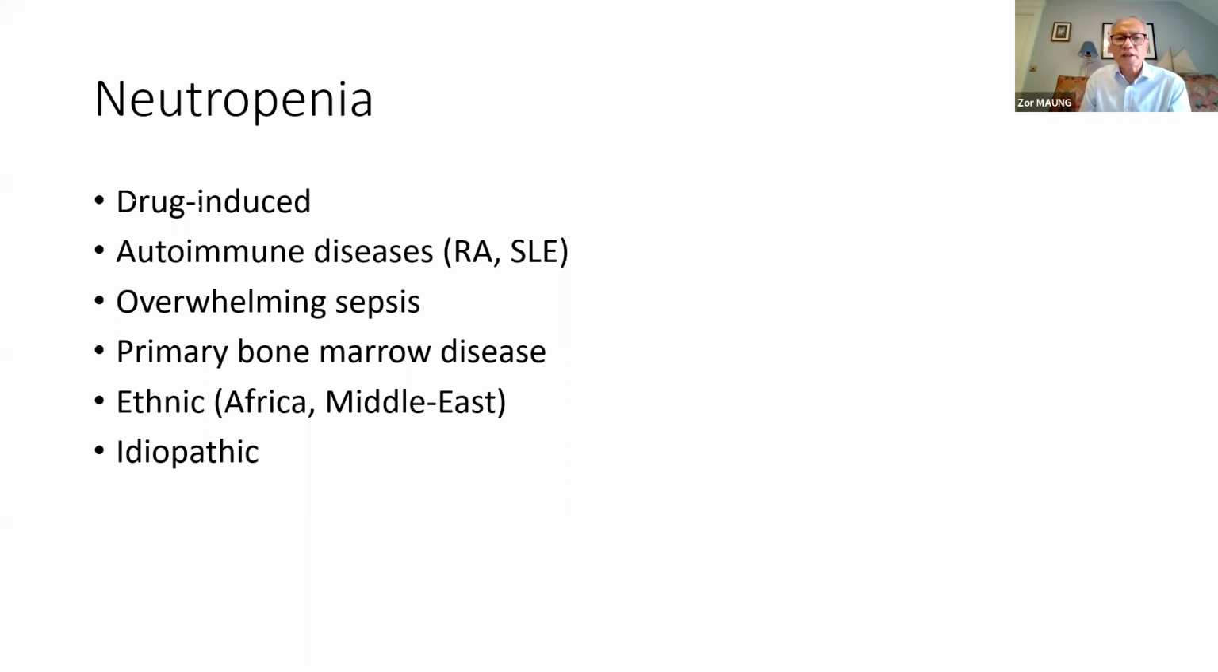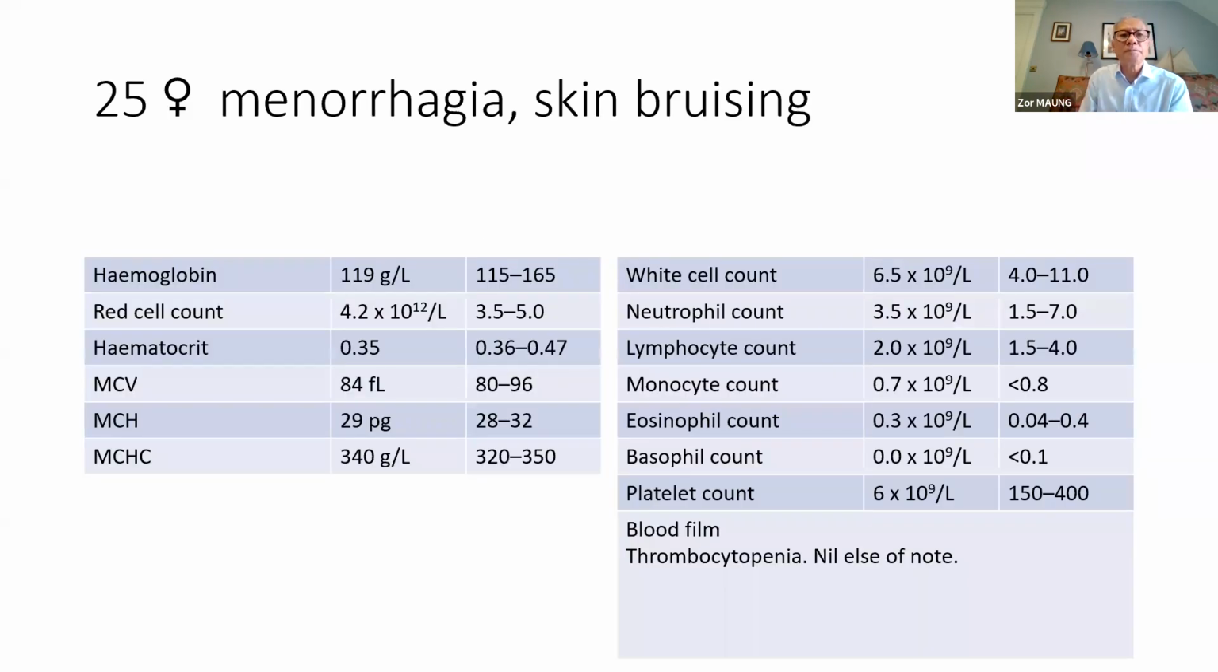Another cause is ethnicity. People who come from Africa, like Africans, or some from the Middle East, of Arab descent, their normal neutrophil count is less than 1, so they tend to be neutropenic. So don't get alarmed. If the patient is from this sort of ethnicity, there is no need to refer to hematology. It could also be idiopathic. So drug history is very important.